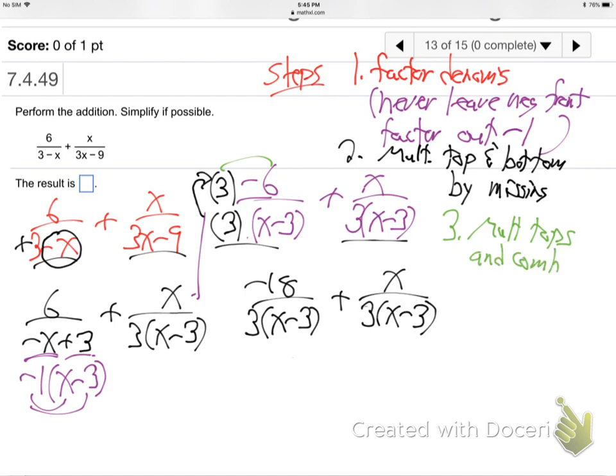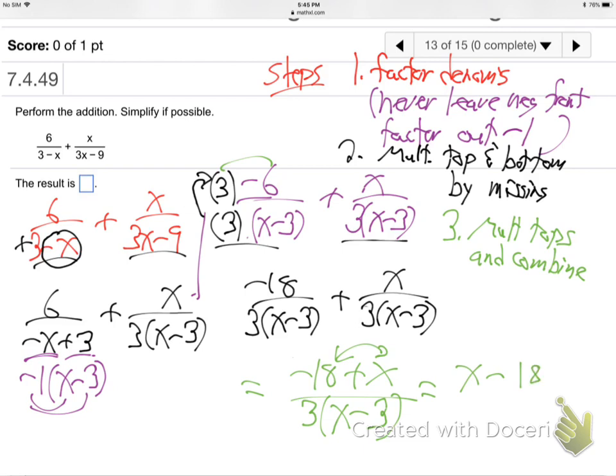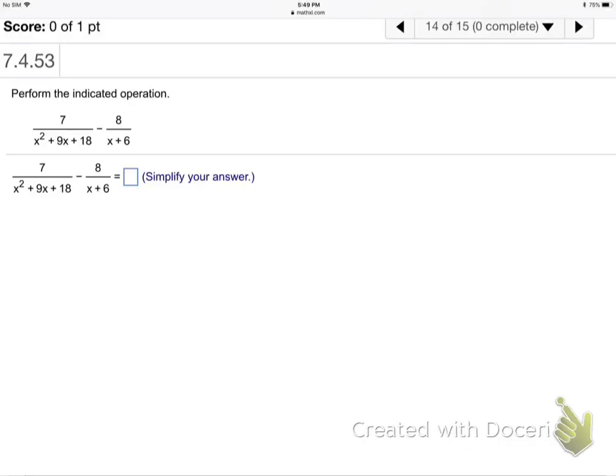And combine. So I'll combine them into one fraction. Minus 18 plus x over 3, x minus 3. There we go. There's the answer. If you want to swap the order on those two, you can. It doesn't really matter. It's the same thing either way. Both are good. Either answer is fine. There we go. Number 14.